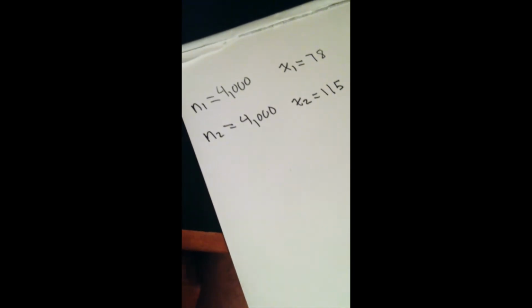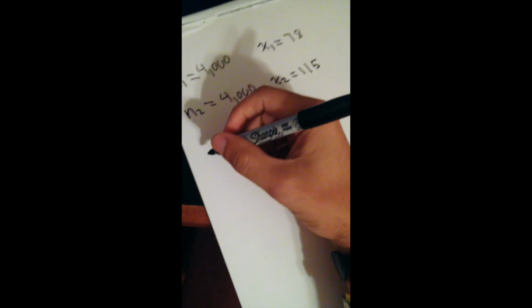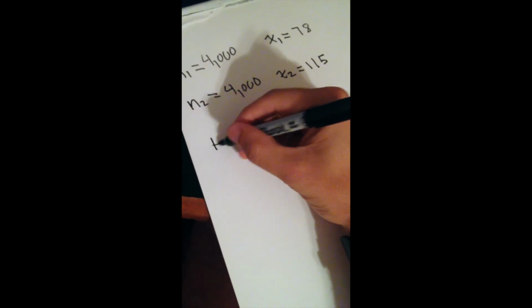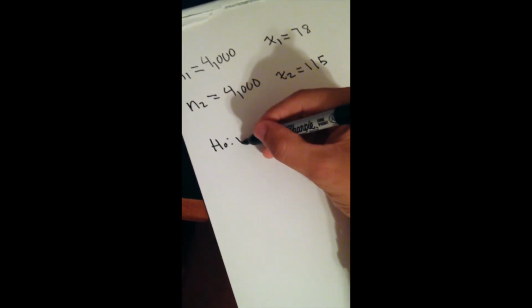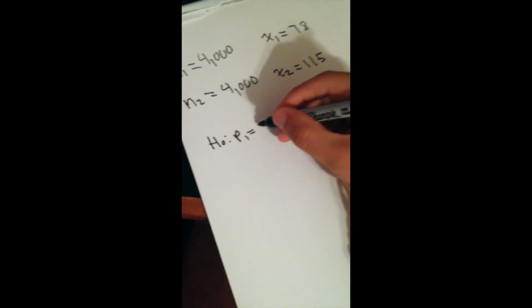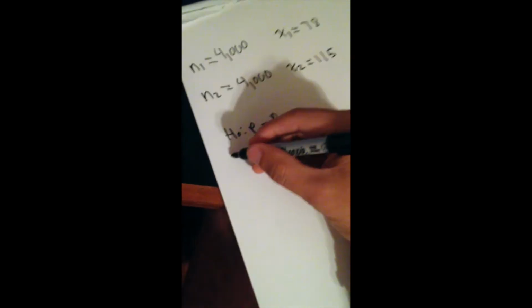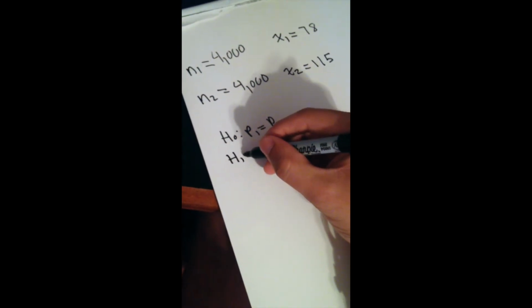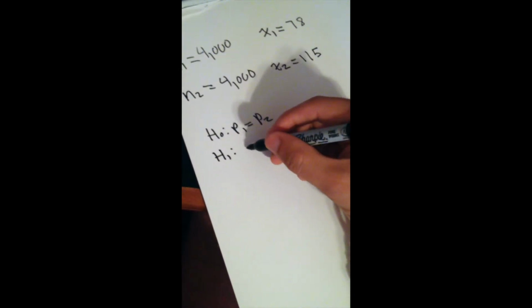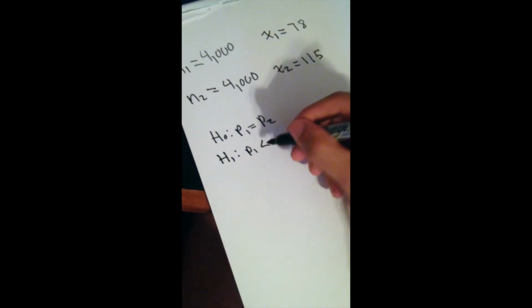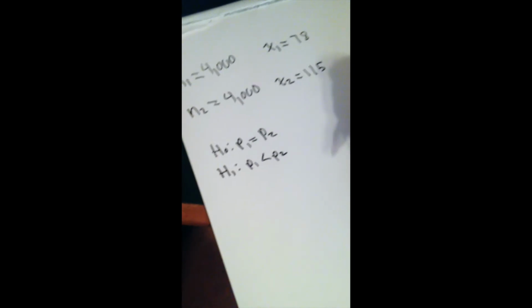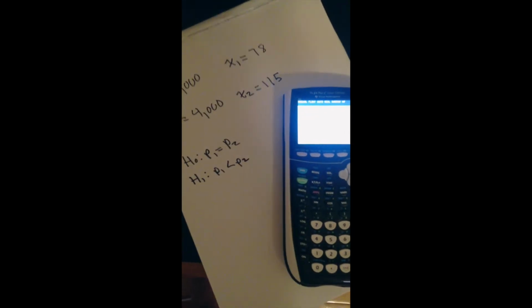Now, the first thing you need to do is develop an alternative hypothesis, which would read P1 equals P2 and P1 is less than P2. Once you have the alternative hypothesis, you can go ahead and use your calculator.